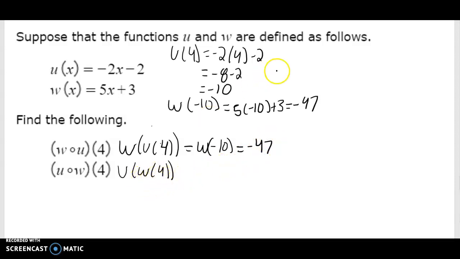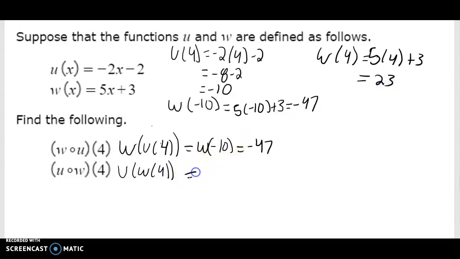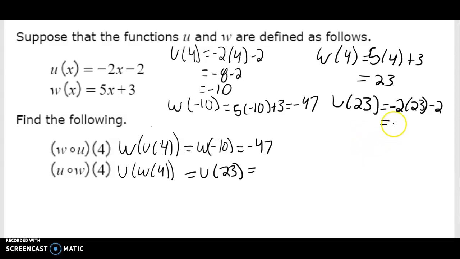So first thing I need to do for this one is find my W of 4. So everywhere I see an x in the W function, I'm going to put in a 4. Guys, I'm still learning how to write with this. If you can't tell, I'll get better. That would get me a 23. So this is really asking for U of 23. And everywhere I see an x in U, I put in a 23. I get out a -48.